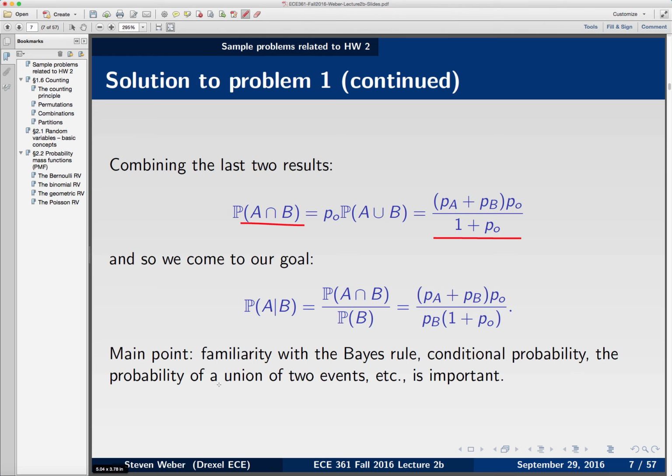The example is admittedly artificial, but the point is it's a warm-up exercise that demonstrates the value of knowing and being familiar with Bayes' rule, conditional probability, the probability of a union of two events, etc.